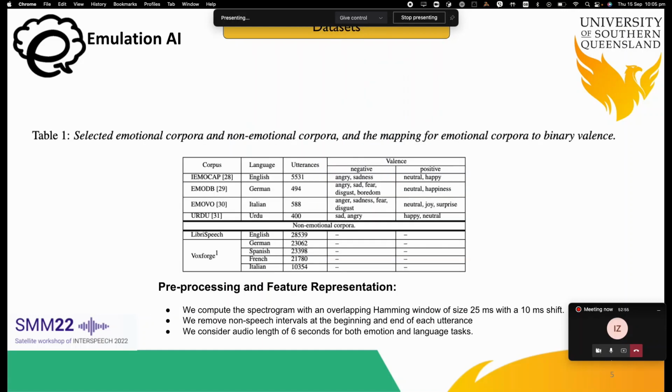So for evaluations, what we did, we used a spectrogram as an input to the system. For pre-processing, we removed some silence at the start and the end of each utterance, and we selected 6 seconds of audio length for all the evaluations.